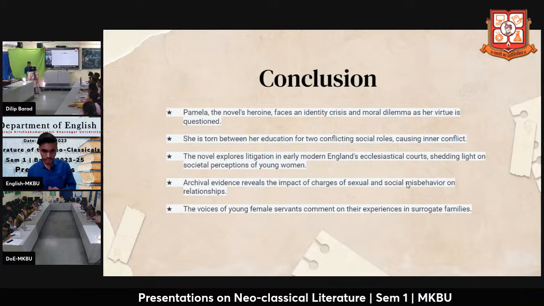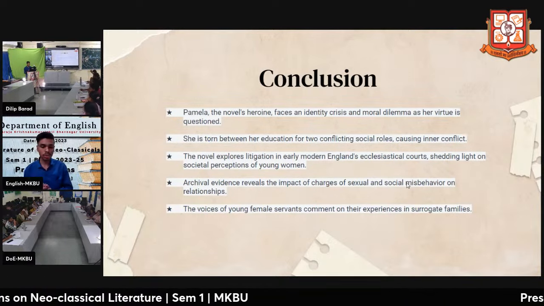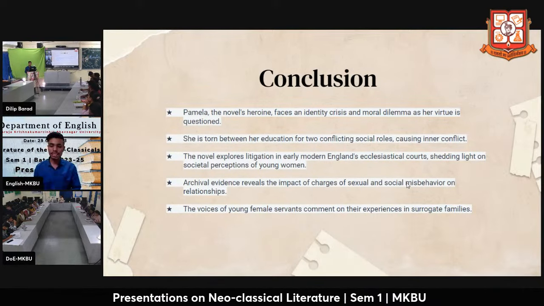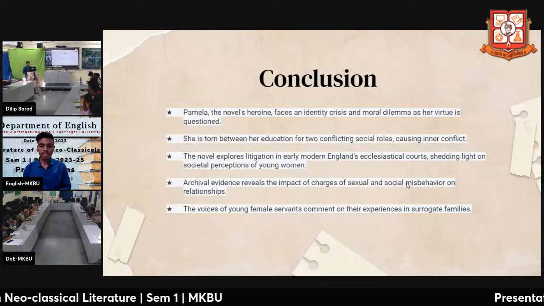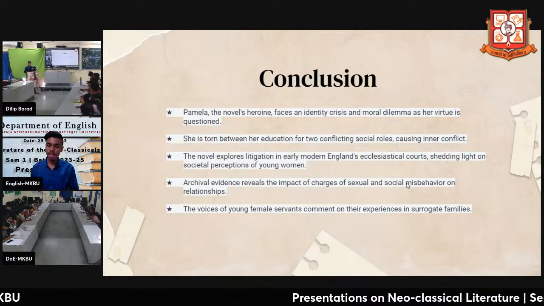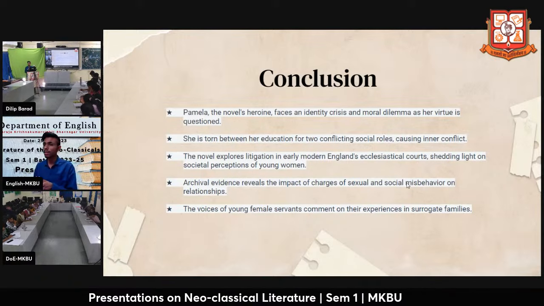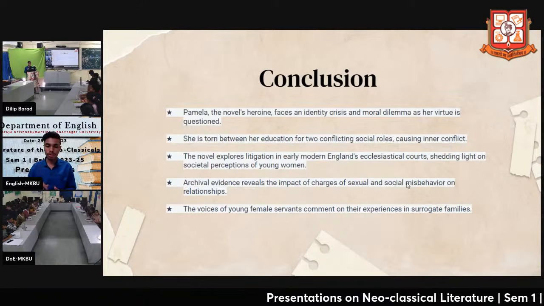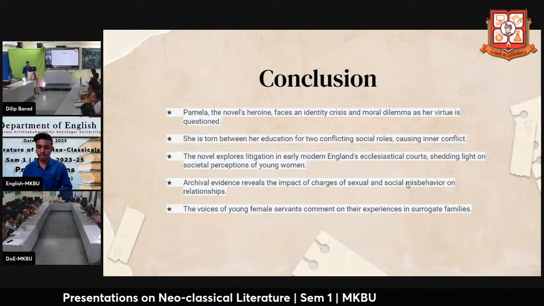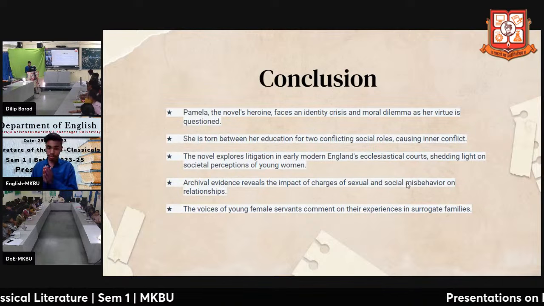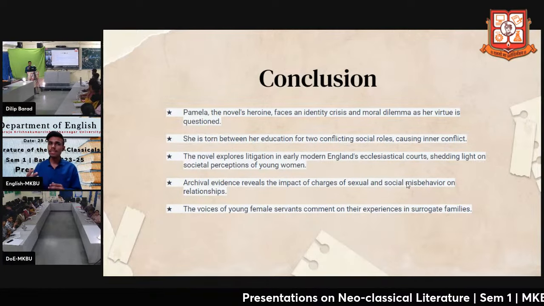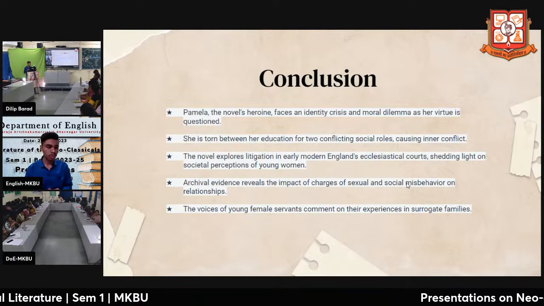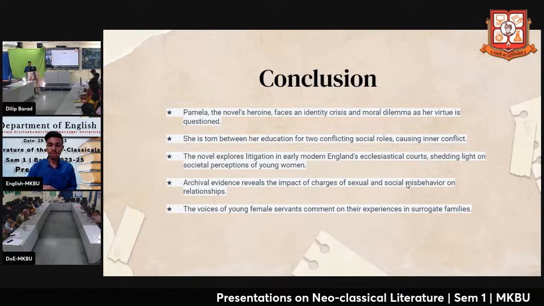The novel explores litigation in early modern England, exercising courts and shedding light on the societal perspective of young women. As I said, early modern England is very different from 18th century England. Archival evidence reveals the impact of charges of sexual and social behavior on relationships. As I mentioned in the earlier slide, sexual and social behaviors are not such a problem in modern time, but in the 18th century it was a very big question. The voice of young female servants comments on their expression in surrogate families. Different families, some lower class and sometimes very high class, are not questioned about why they are doing this, so the servants are being quiet.